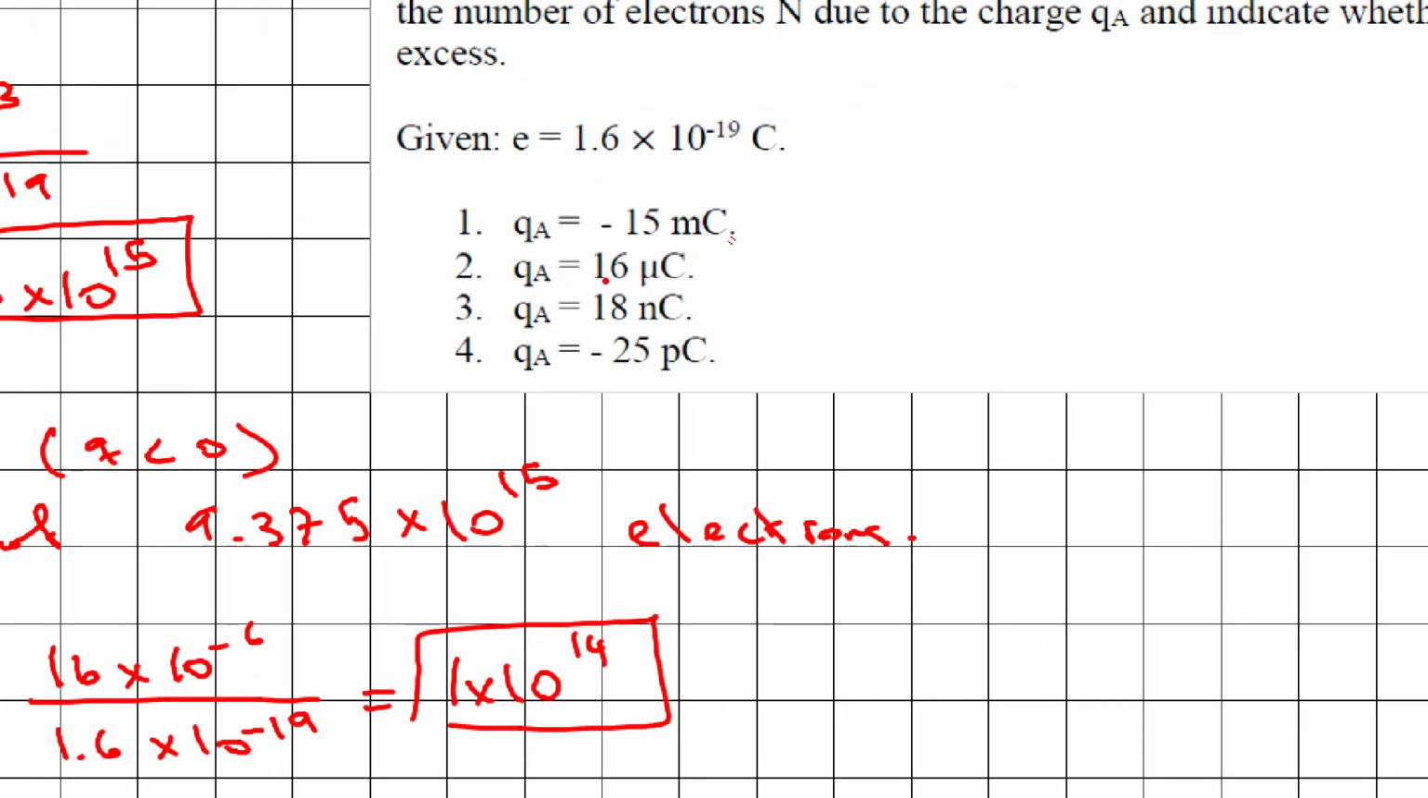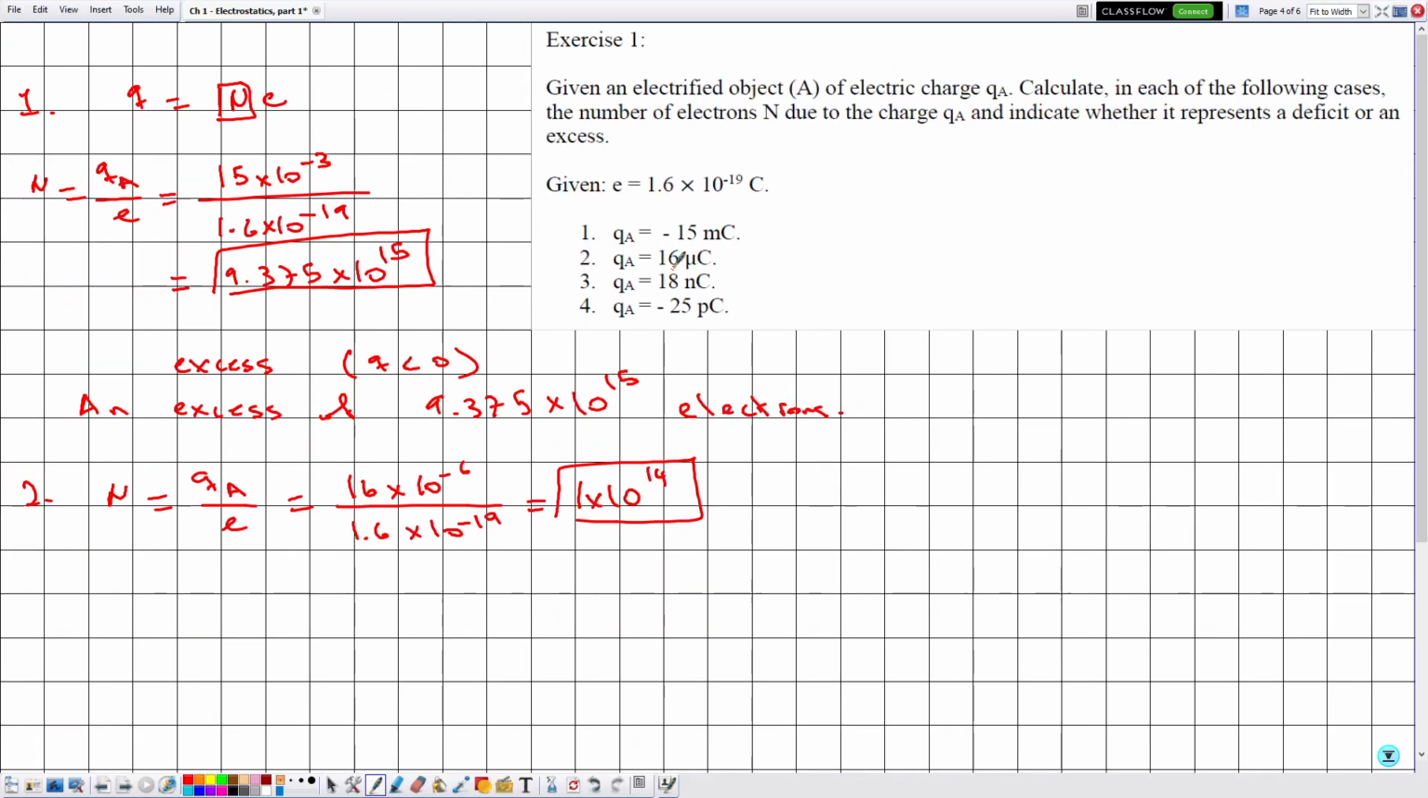Now since Q is positive, the protons are greater than the electrons, and we always refer to the electrons, so this is a case of a deficiency. Let me say that this is a deficit, and this comes from the fact that the charge is positive. A deficit of 1 times 10 to the power 14 electrons.